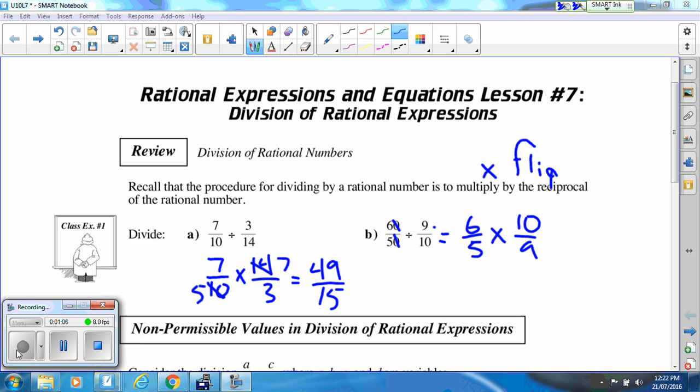I could reduce now, or I could reduce at the end. So I'm going to reduce now, so I can take a 3 out of both of these. 2 left here, 3 left here. I can take a 5 out of both of those, and so this becomes 4/3.